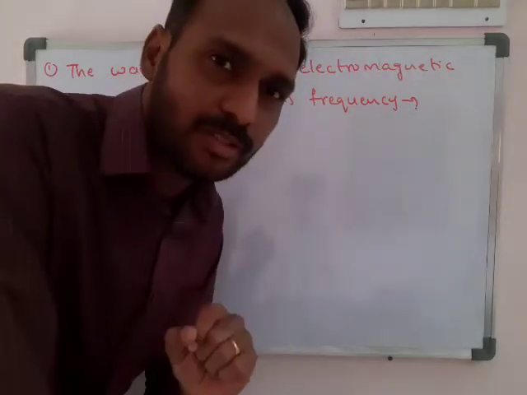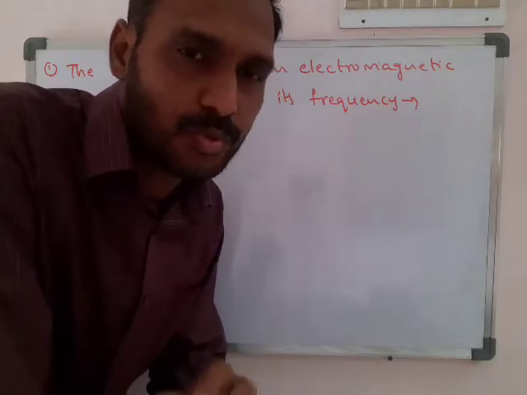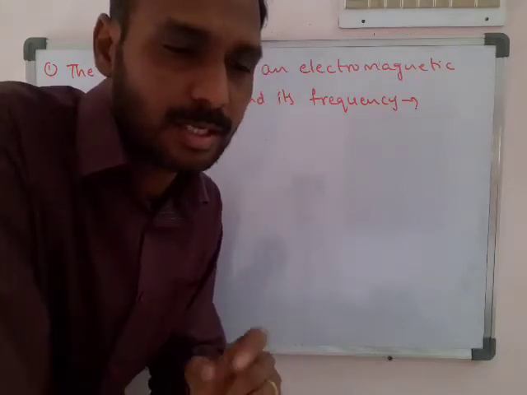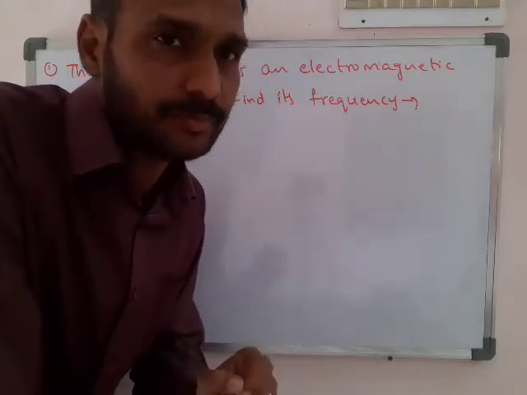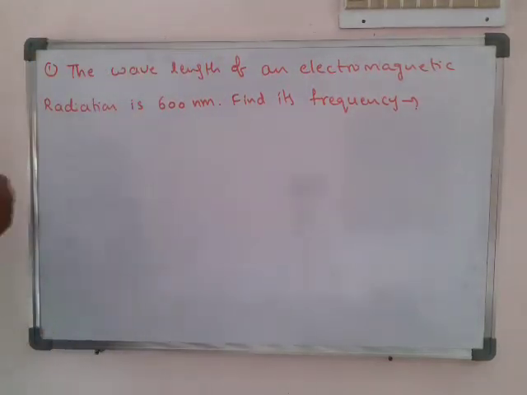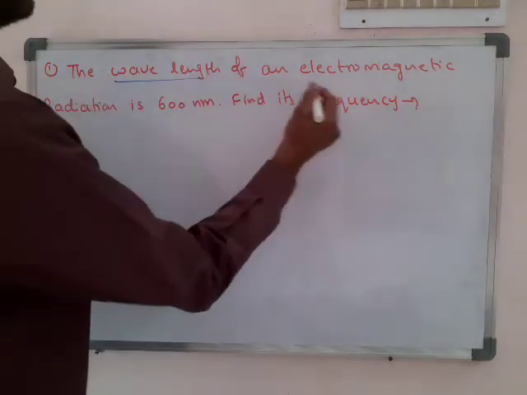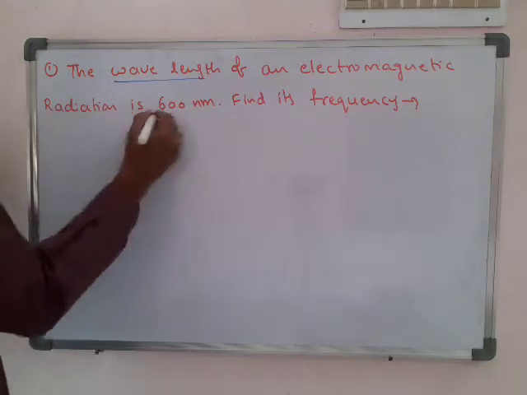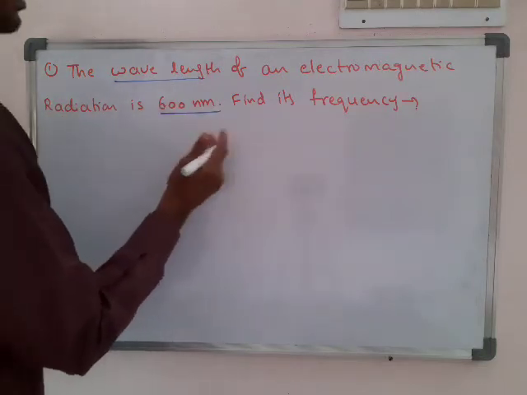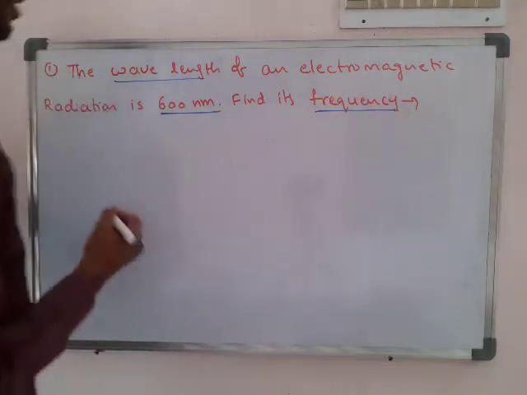So, hello everyone. Today we see some problems on wave properties and quantum theory. Okay, first see the wavelength. The wavelength of an electromagnetic radiation is 600 nanometers. How to find its frequency?